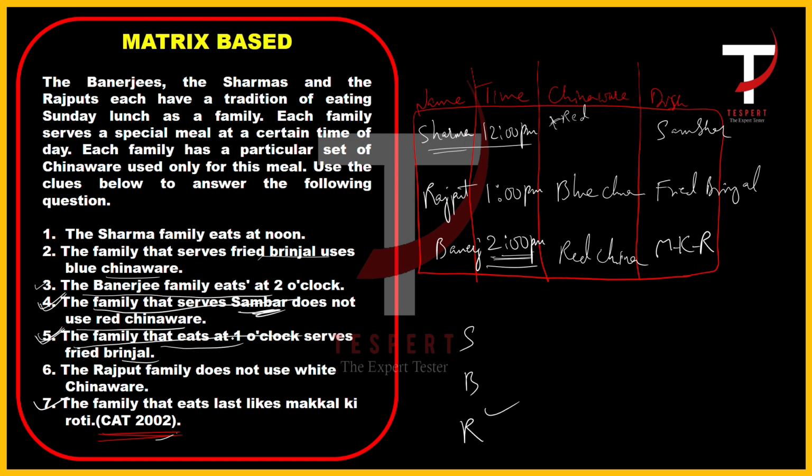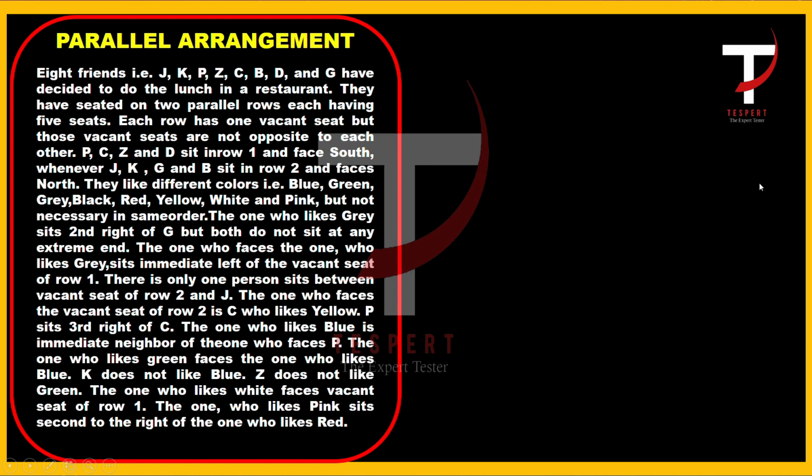Okay, red chinaware. And what is the one more chinaware which is left? White chinaware. See, Rajput's family doesn't use white chinaware. So Sharma's family must use the white chinaware. So this is an easy set. Okay. So pause the video and try to solve the set.